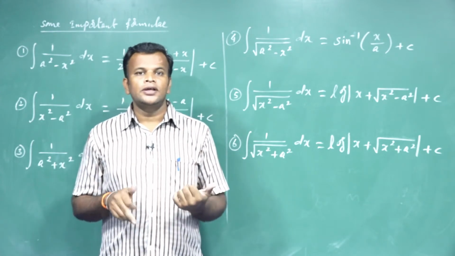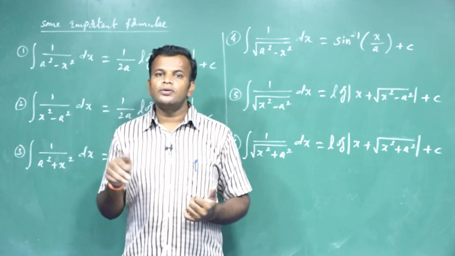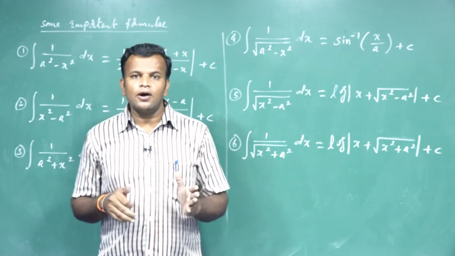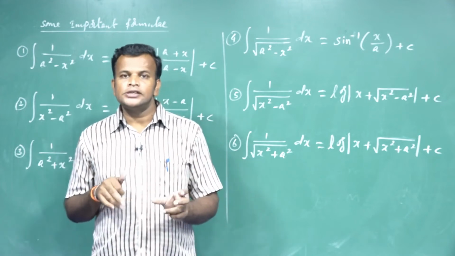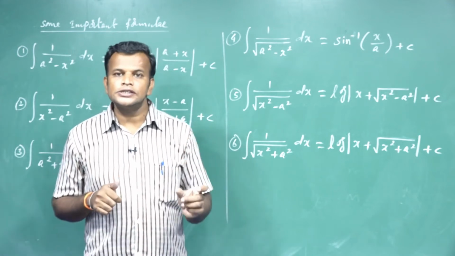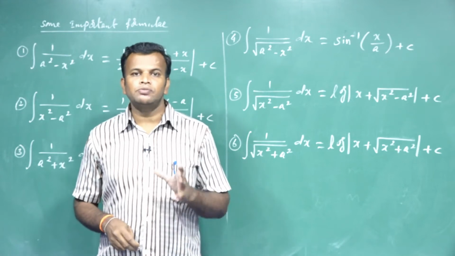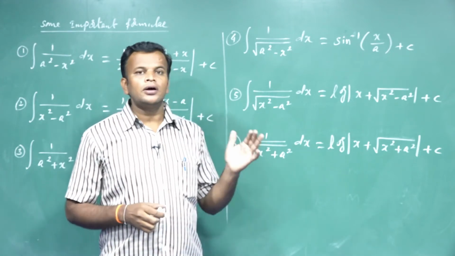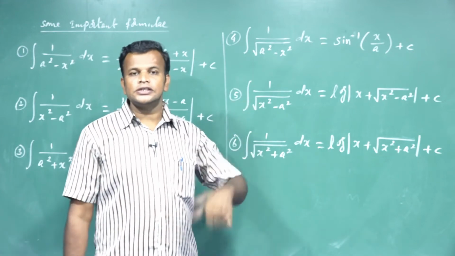And the sixth one, integrating 1 divided by square root of x square plus a square into dx is equal to log of modulus x plus square root of x square plus a square plus c. So we must memorize these 6 formulas. Now the problems all involve these 6 formulas.